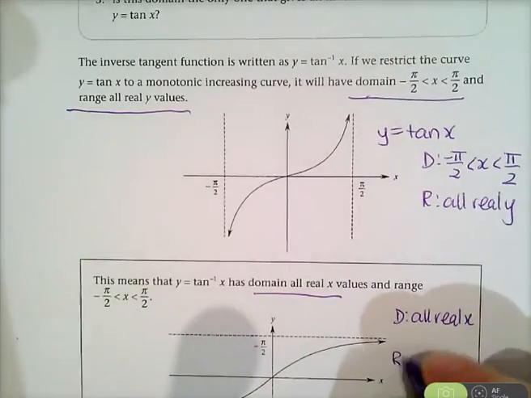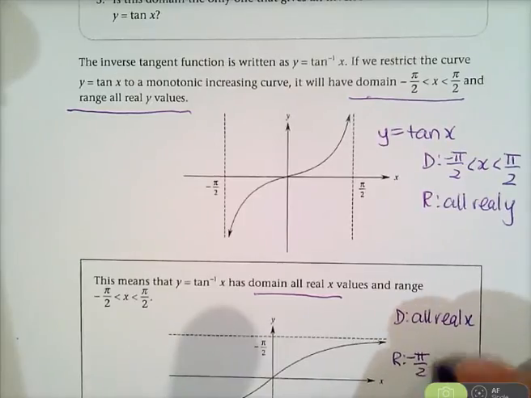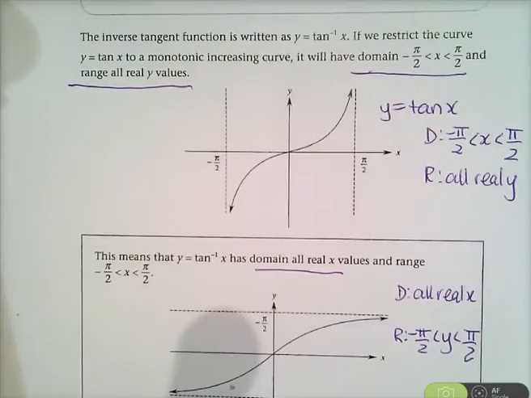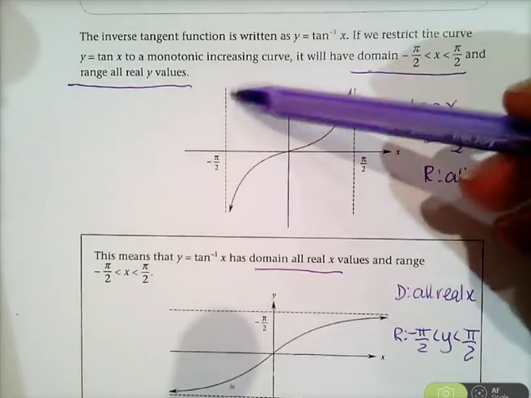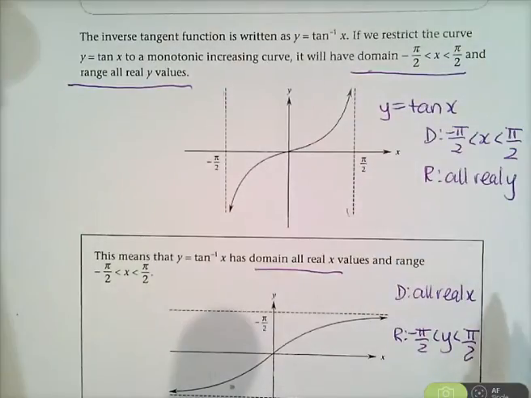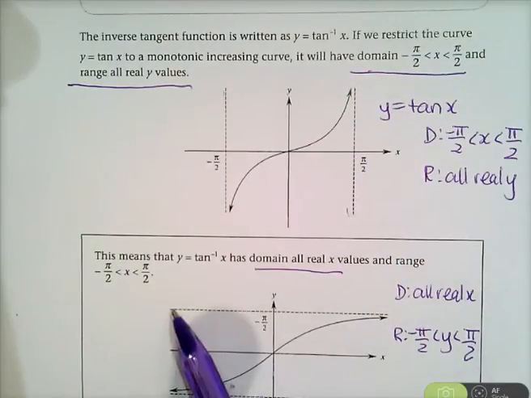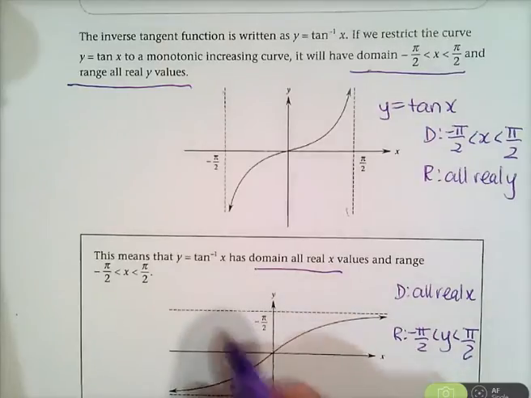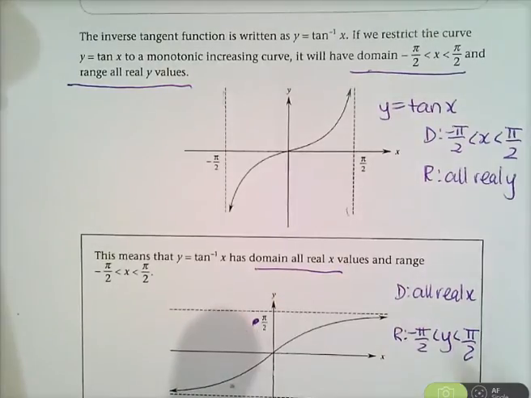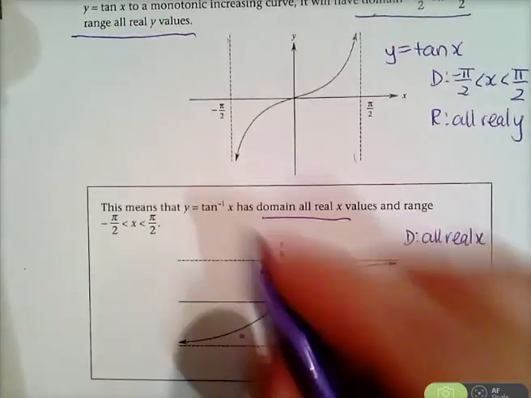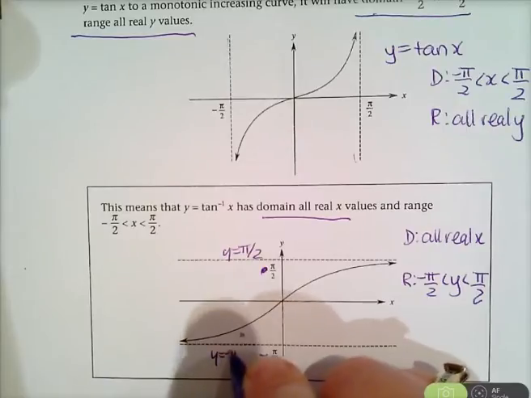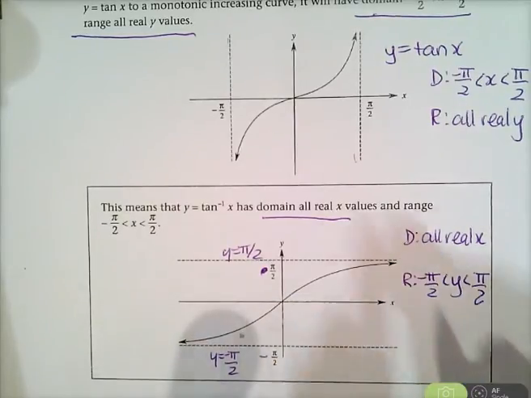And the range this time will be from negative pi on 2 through to pi on 2, noticing that we do not put less than or equal to signs. So in the original function, x equals negative pi on 2 and x equals pi on 2 are asymptotes. So therefore in the inverse function, y equals pi on 2 and y equals negative pi on 2 are asymptotes, okay?